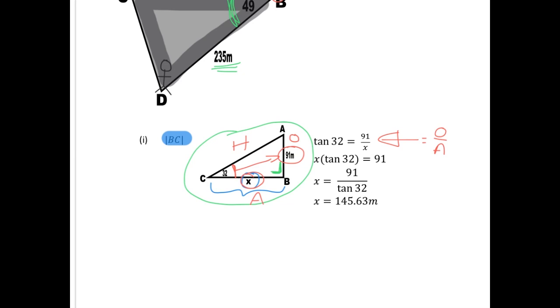Rearranging then, by multiplying both sides by x, we get x multiplied by tan 32 is 91. Dividing both sides by tan 32 gives us that x is 91 divided by tan 32, and if we use our calculators we can get that x is 145.63 meters when we round to 2 decimal places.